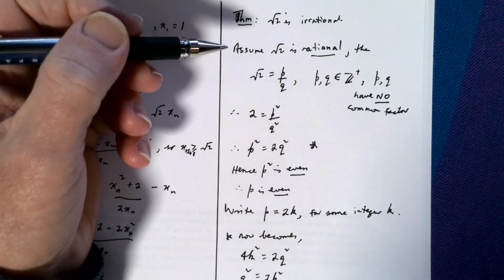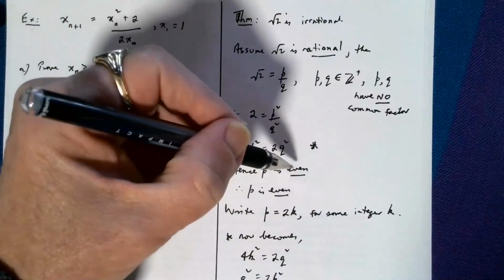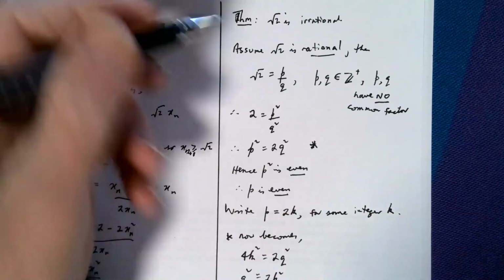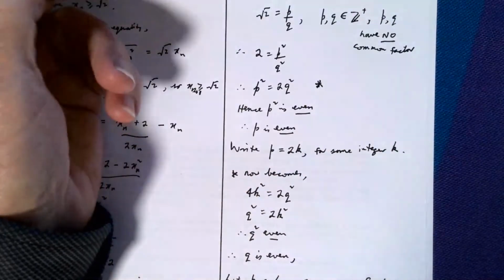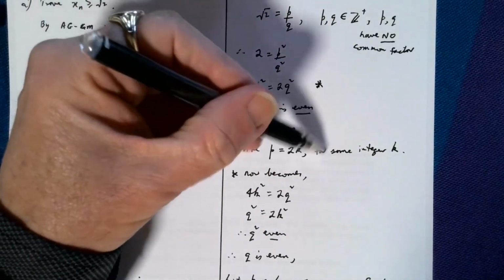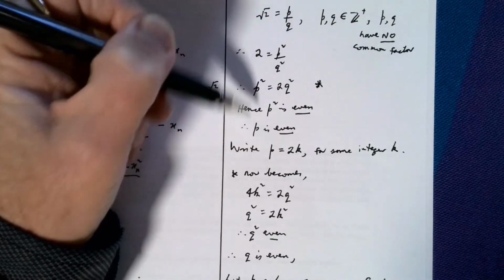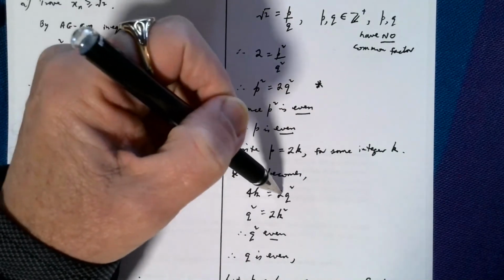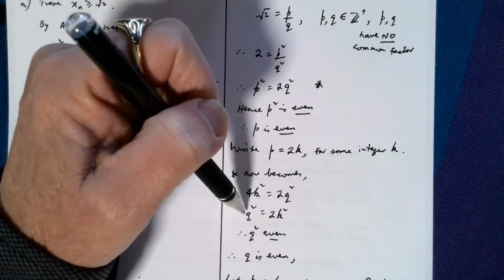Now when you square an even number, you get an even number. And when you square an odd number, you get an odd number. So if p squared is even, then p must be even. Well, if p is even, then I can write it as twice something. So I'm going to write p is 2 times k, where k is some integer. I plug this back now into equation star. So if p is 2k, p squared is 4k squared, and that's equal to 2q squared. And obviously I'm going to divide both sides by 2, and I can write q squared is 2k squared.